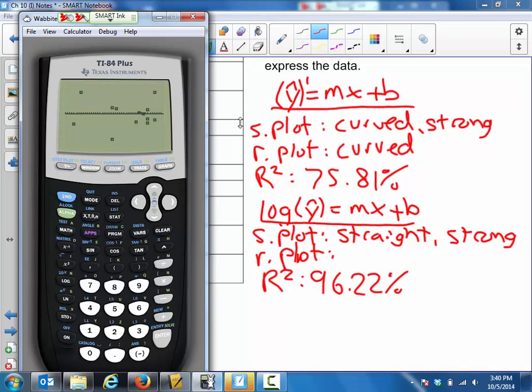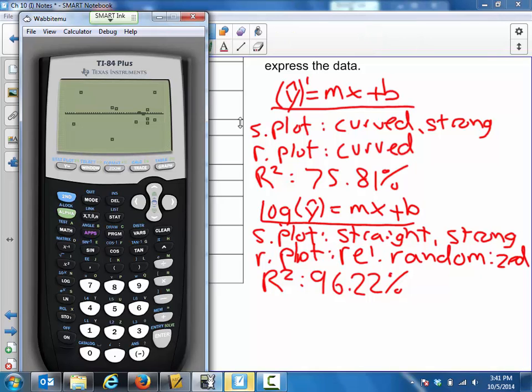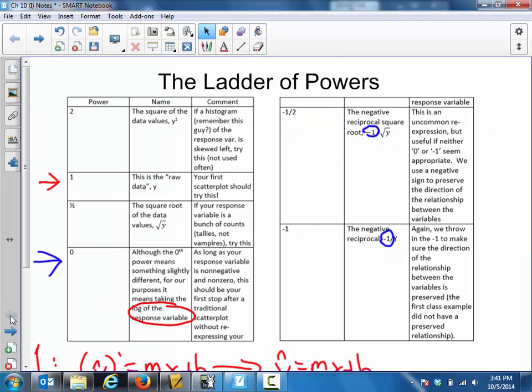You could really nitpick and say that there's a little bit of curvature there in your residual plot. However, compared to the last one we saw, we see a relatively randomized residuals plot. Okay, so that's an improvement. R squared was better. The scatter plot was better. The residuals plot had less of the pattern. Those are all good things.